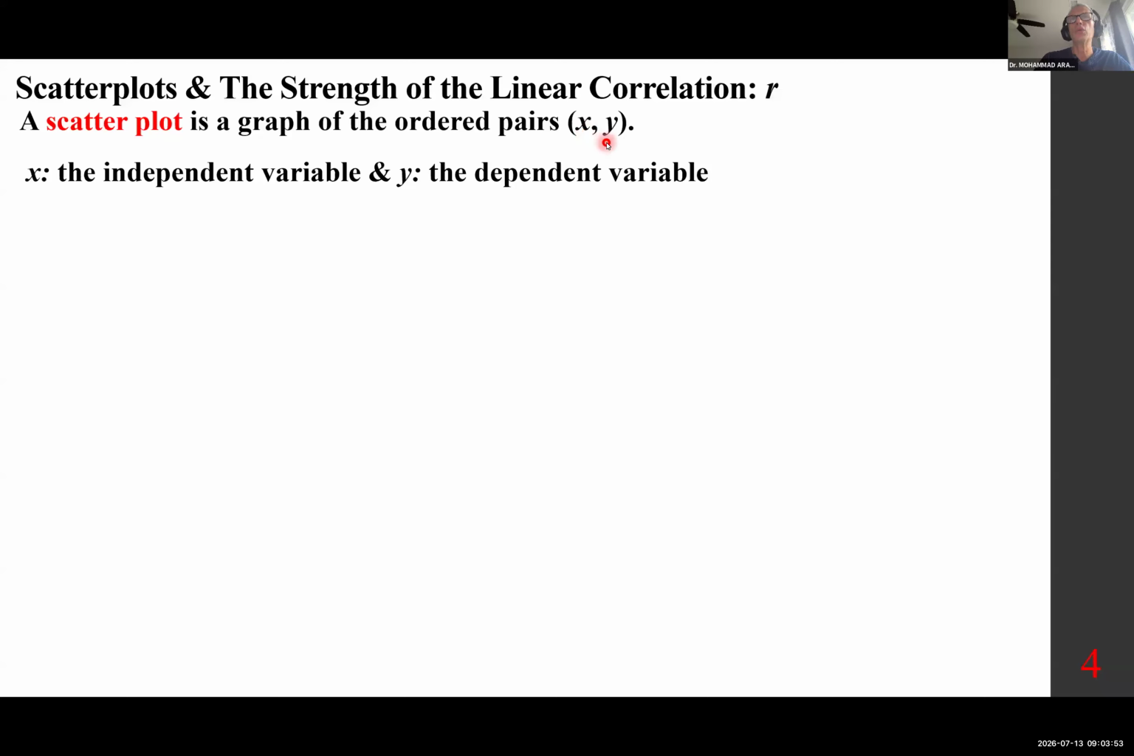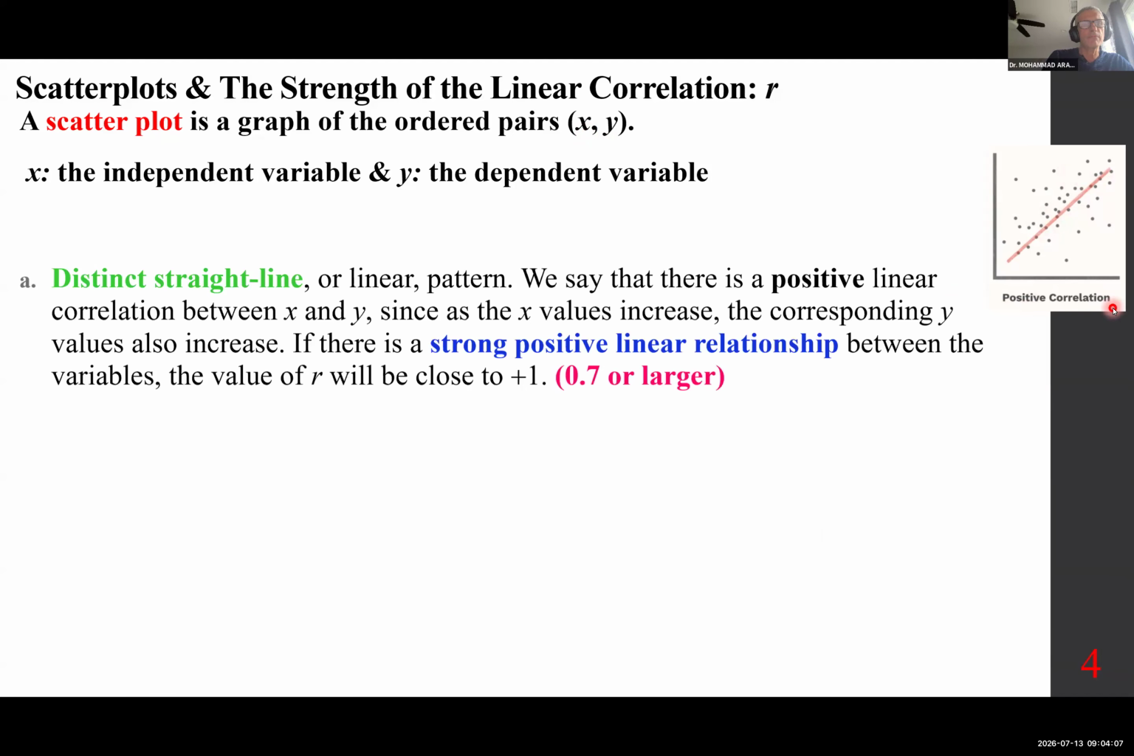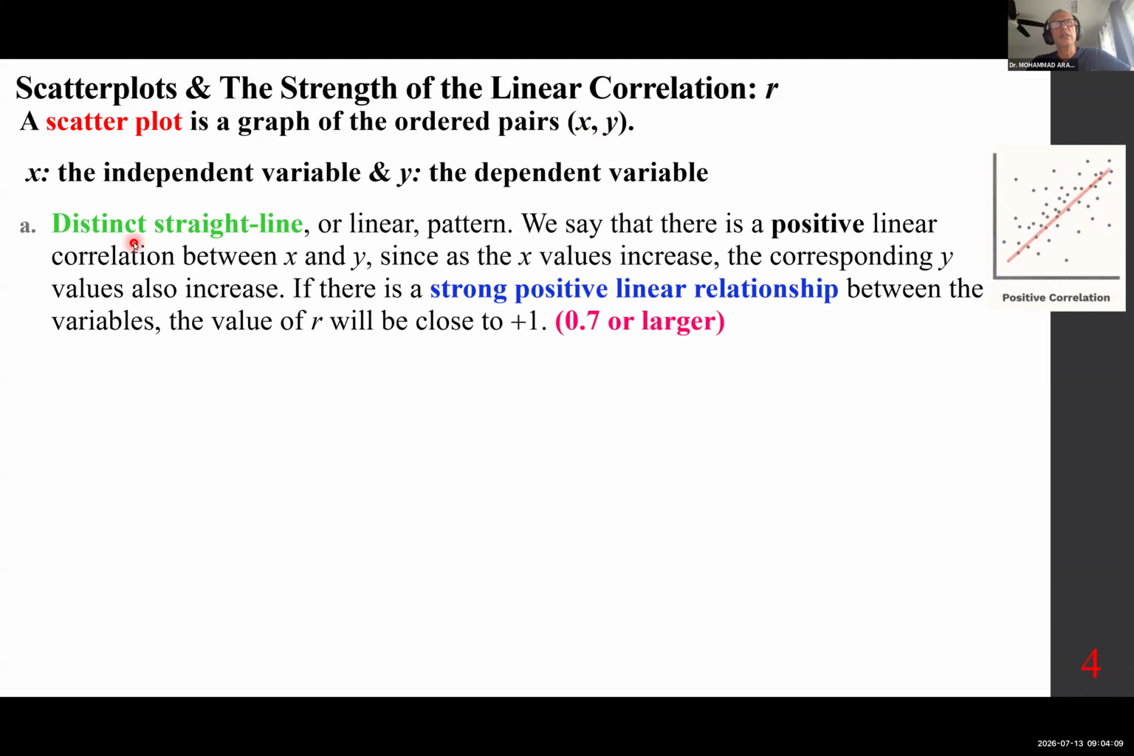So when we plot those pairs, the result is called a scatter plot. What happens? Either they look like that with sort of a linear relationship with a positive correlation, distinct straight line or linear pattern. We say that there is a positive linear correlation, positive slope, rise over run. That's the definition of a slope. Positive linear correlation between x and y, since as the x value increases, the corresponding y values also increase.